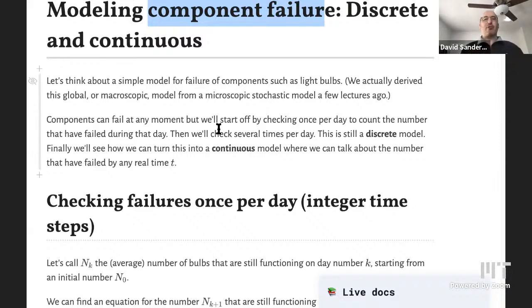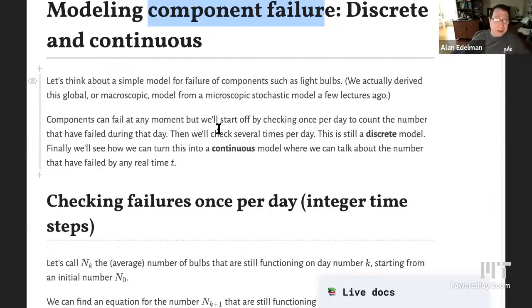We'll start off with the simplest possible model as usual, which is just that every light bulb has the same probability to fail each day. Except that light bulbs don't really fail at midnight each day. They fail at some point during the day. But to start with, we'll just count at the end of each day how many failed during the day.